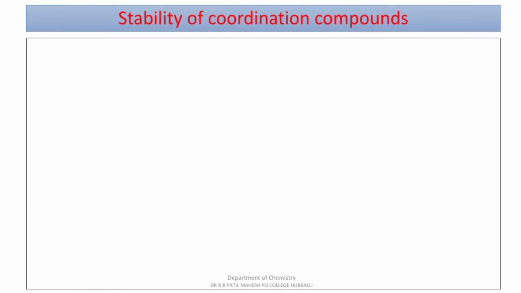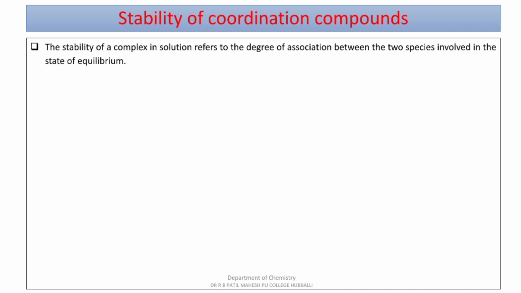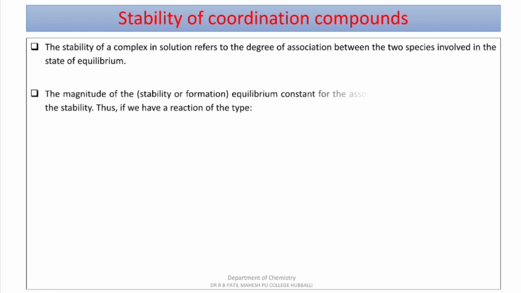Moving to the next one, stability of coordination compounds. The stability of coordination compounds is due to the association between the two species involved in the state of equilibrium, that is metal and ligand, and that is known as the degree of association. The magnitude of the equilibrium constant for the association quantitatively expresses the stability.